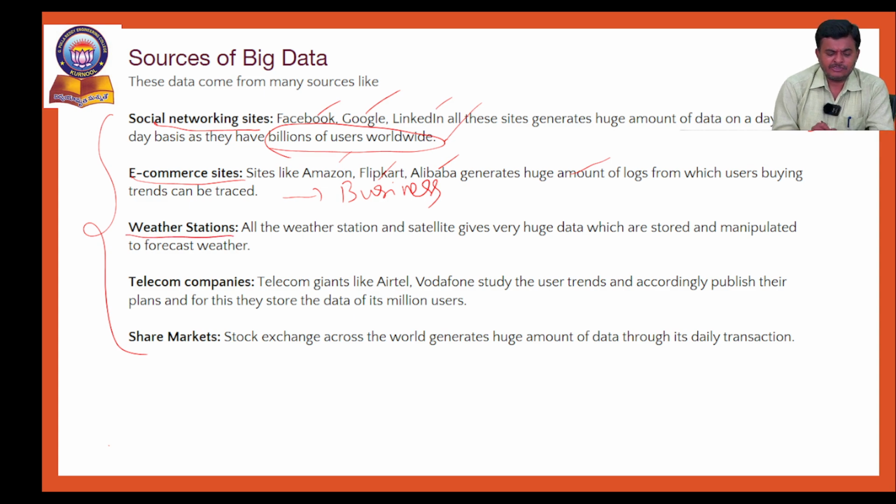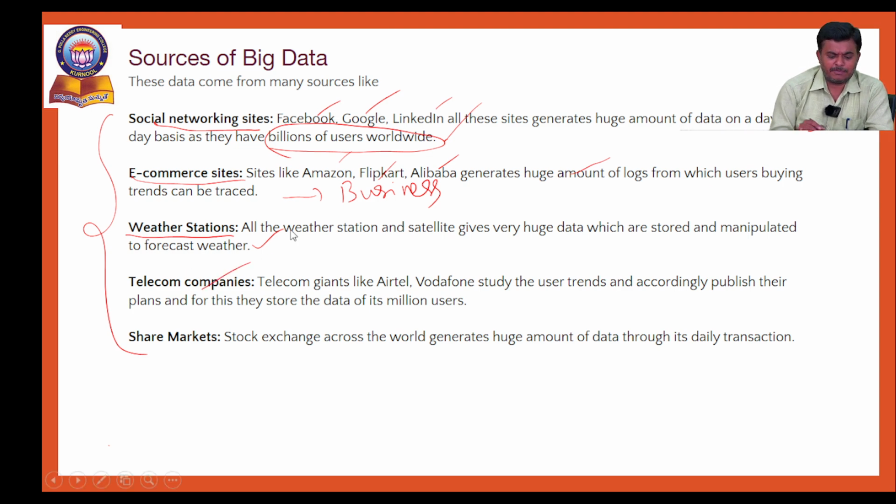Next, weather stations. All the weather station satellites give very huge data which is stored and manipulated to forecast weather. That is, using the previous weather patterns, you can predict the upcoming weather situations in a specific location.